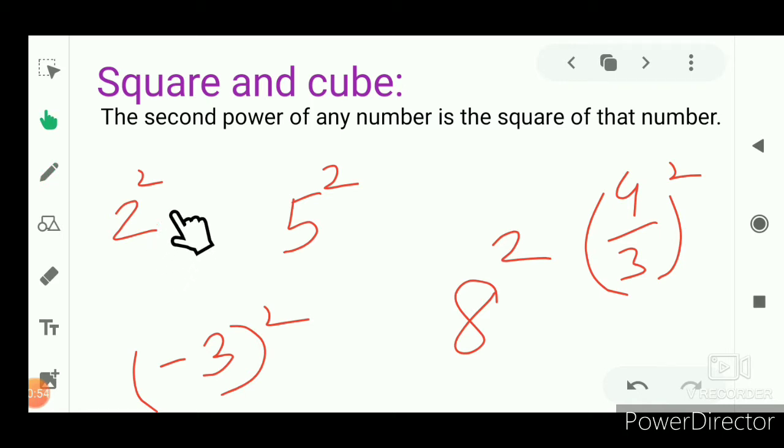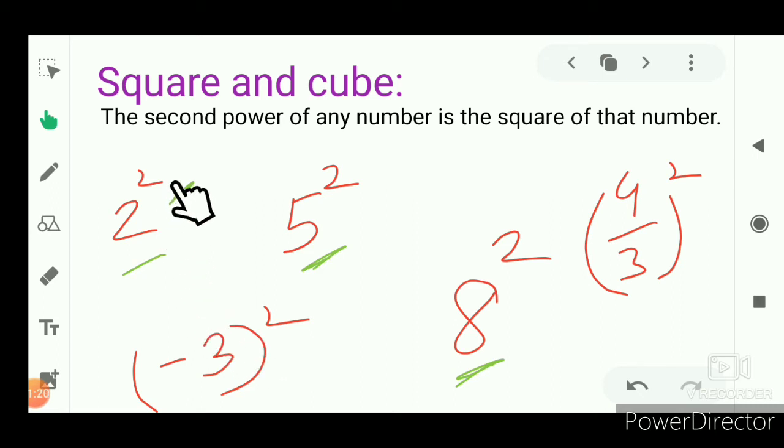Any number, if the power of that number or the index of that number is 2, then we call it the square of that number. This is the square of 2. This is the square of 5. Here we will call it 8 square or 8 raised to the power 2. Here 4 by 3 square. It will be read as minus 3 square.